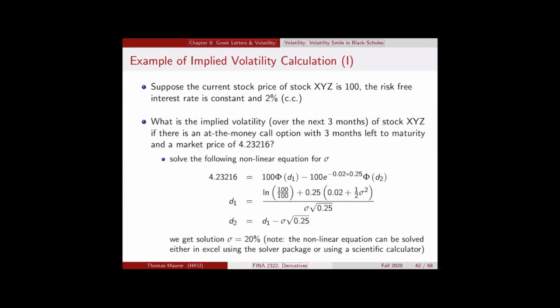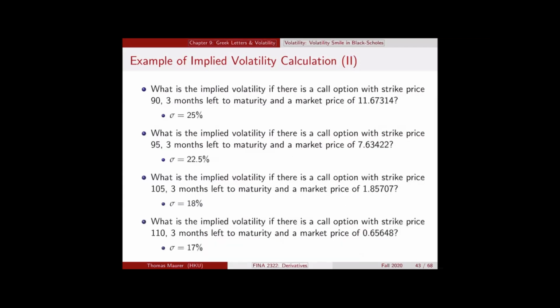So that means that if you observe in the market an at the money call option with this price here of $4.23216, the implied volatility for these next 3 months of that underlying asset should be 20%. Now we can do that, of course, for many different options in the market.